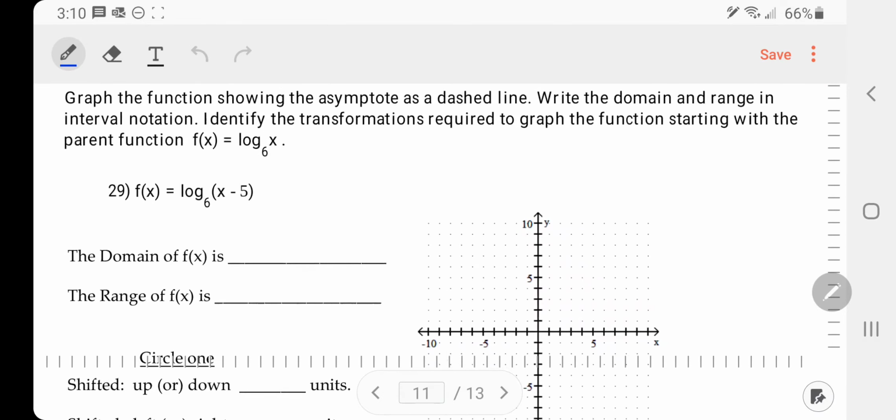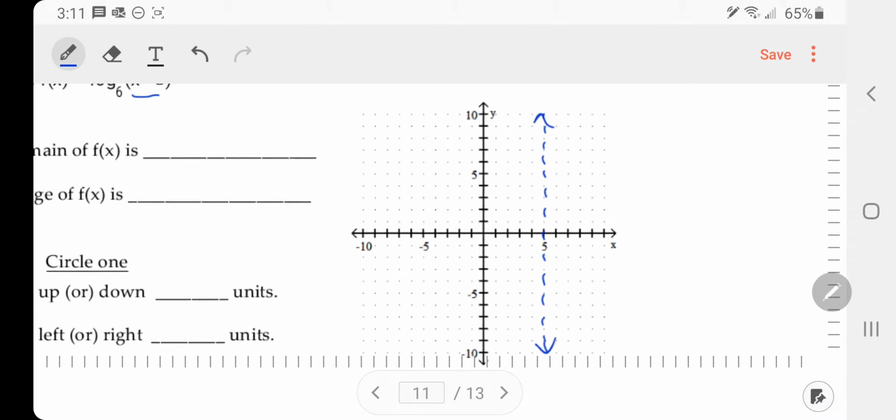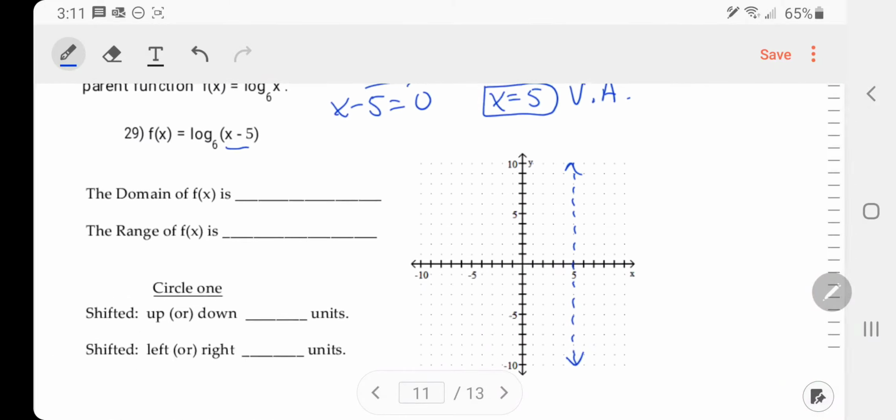Next, number 29. Oh, it's another graph. This time it's a log function. So what do we know about log functions? We know that the x minus 5, if we set it equal to 0 and solve, is going to give us our vertical asymptote. So x equals 5 is the vertical asymptote. Let's go ahead and lay that down. Bam. Do you see that? Vertical asymptote at 5.